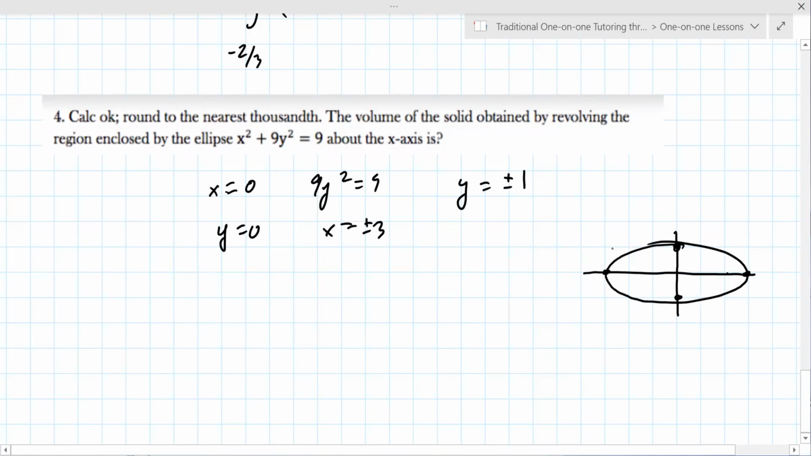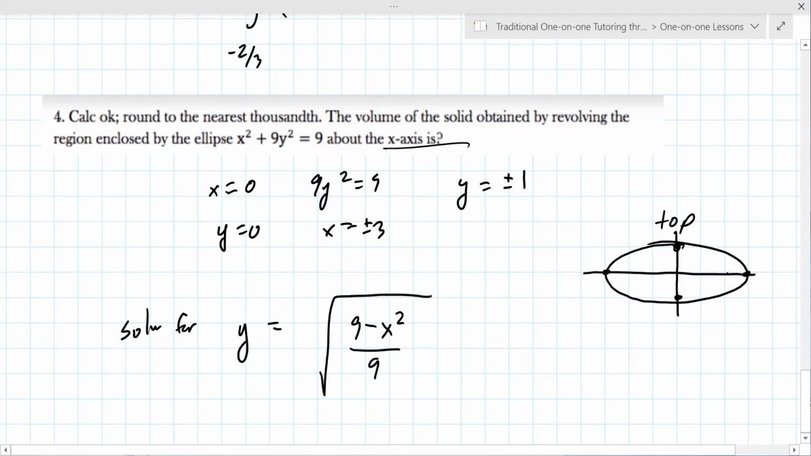So how do we find the volume obtained by revolving the enclosed region closed by this about the x-axis? The truth is we only need the top portion. We don't need the bottom. So the top you get by solving for y. So that's the square root of (9 minus x squared) divided by 9. It is plus or minus. So the plus is the top, the minus is the bottom.